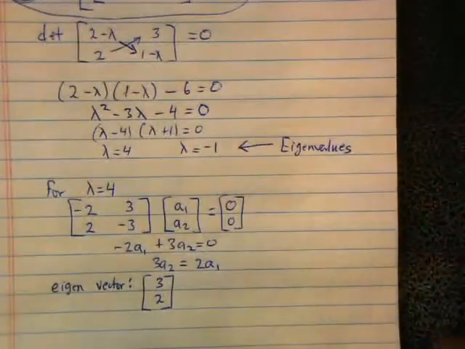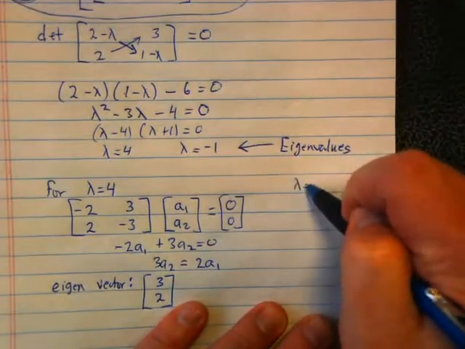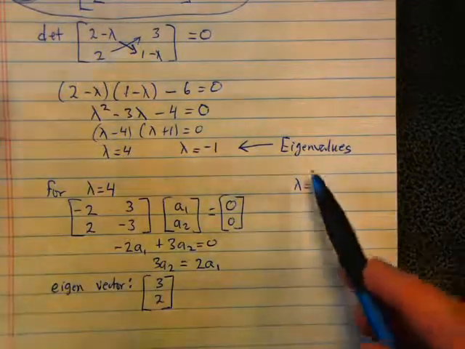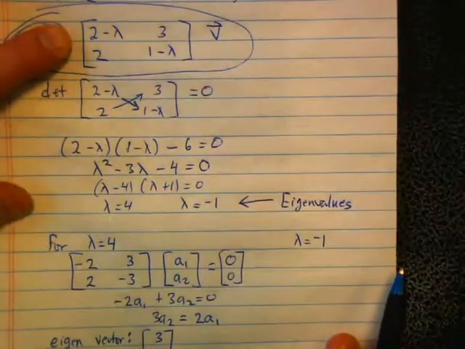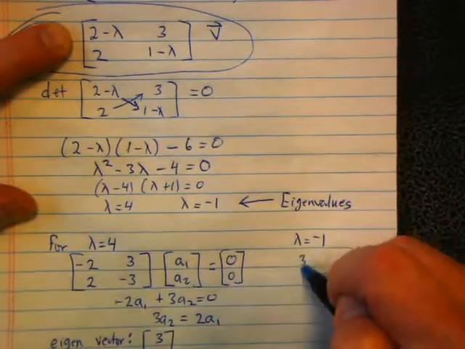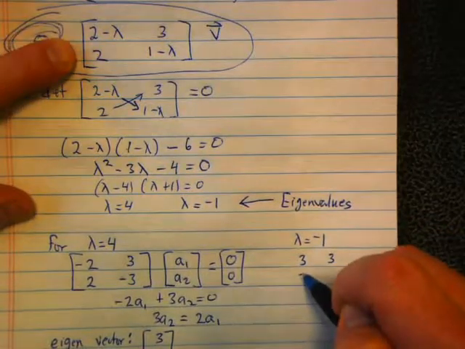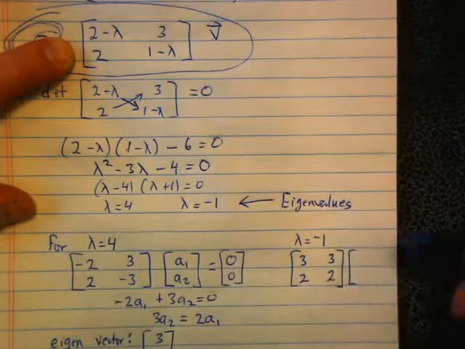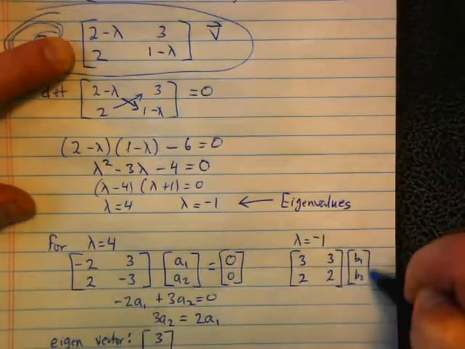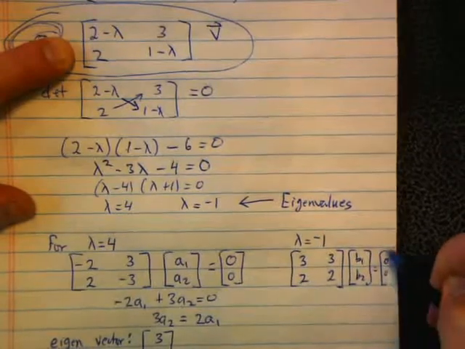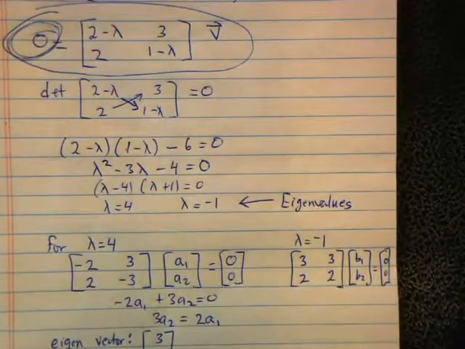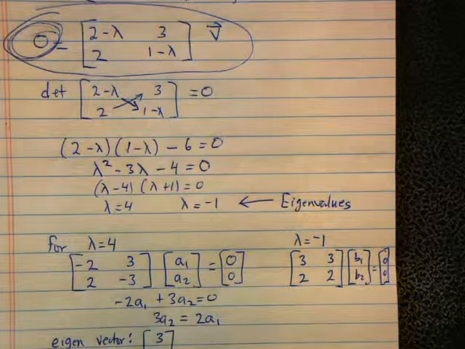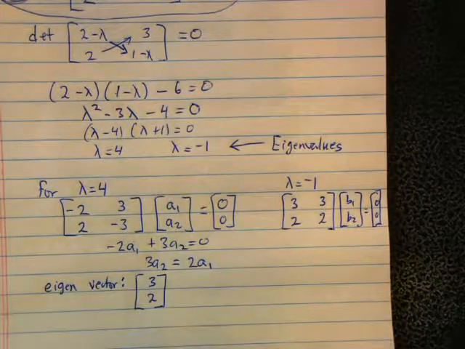All right, now I have to do the exact same thing for lambda equals negative 1. I go back up here, and I plug in negative 1. 2 minus negative 1 is 3. 1 minus negative 1 is 2. Times, I'll call this one B1, B2, I guess, has to be 0, 0. Once again, you get a dependent system of equations. There are an infinite number of correct answers. Give me one correct answer.